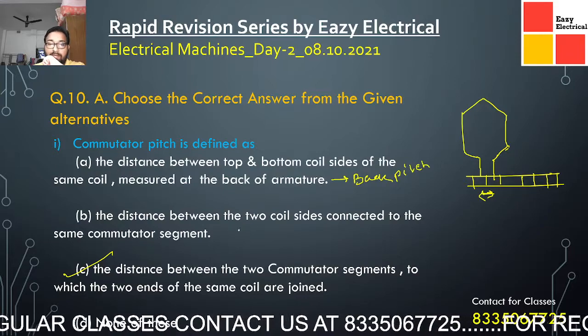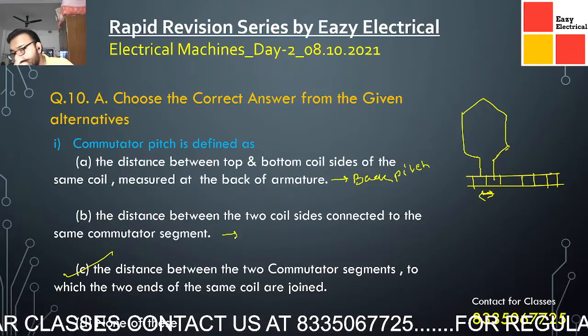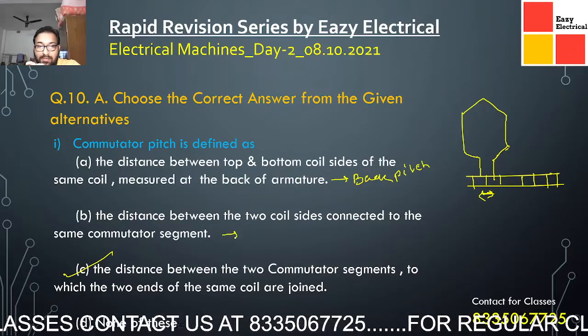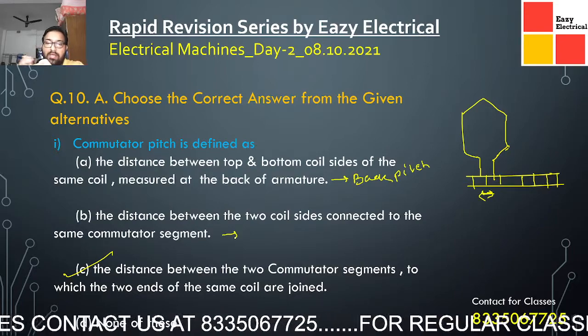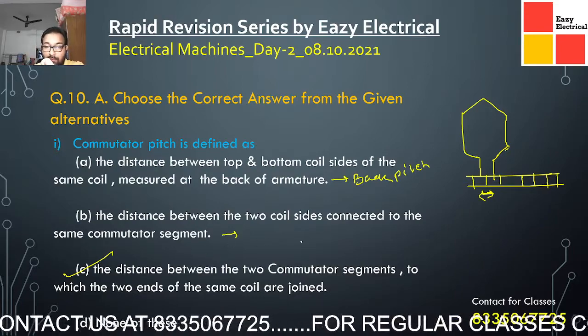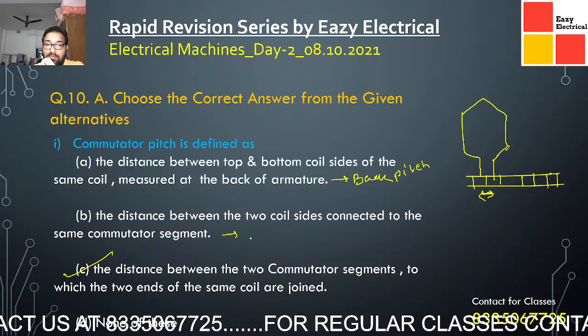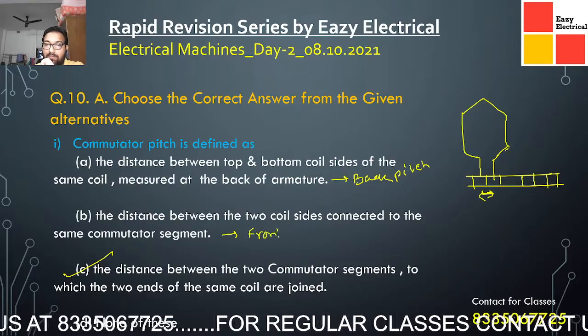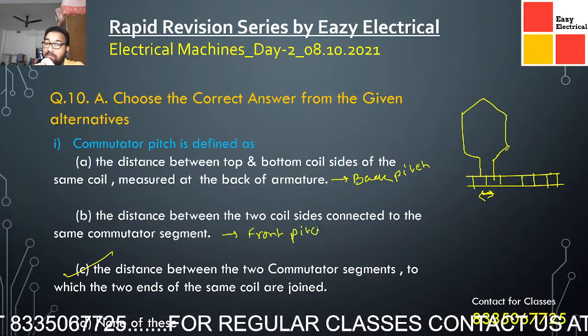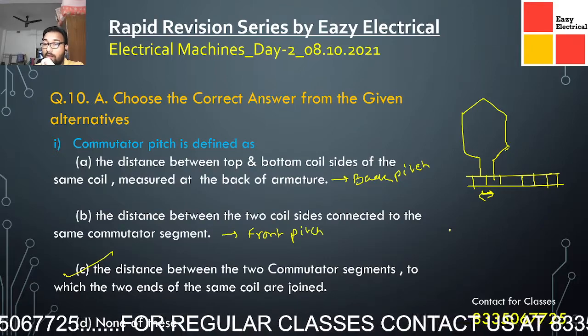Another term is there: the distance between the two coil sides connected to the same commutator segment. If they are connected to the same commutator segment, that is called the front pitch. Another term that is associated with this is winding pitch.